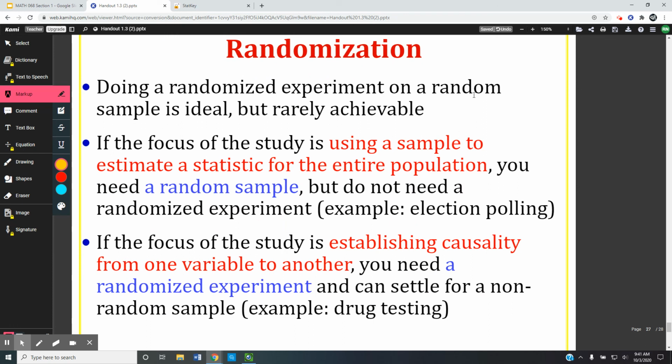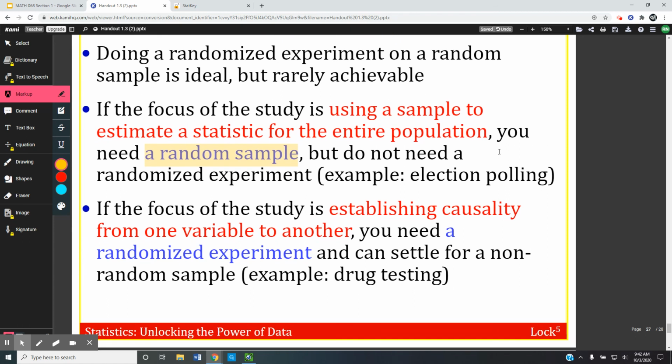Doing randomized experiments on a random sample is ideal, but rarely achievable. If the focus of the study is using a sample to estimate a statistic for the entire population, you need a random sample. So that's a must-have right there. You must get a random sample. But you do not need a randomized experiment. Okay? Example, election polling, things like that.